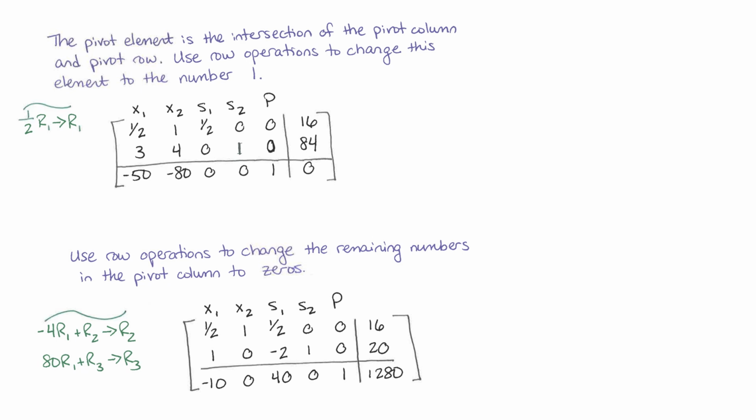And so we get the following tableau. So we have 1/2, 1, 1/2, 0, 0, 16. Then 1, 0, negative 2, 1, 0, 20. That was our new row 2. And our new row 3 is negative 10, 0, 40, 0, 1, 1,280.